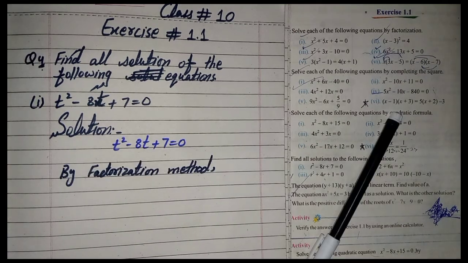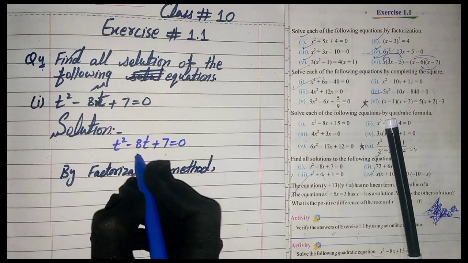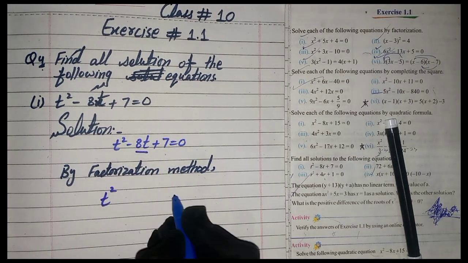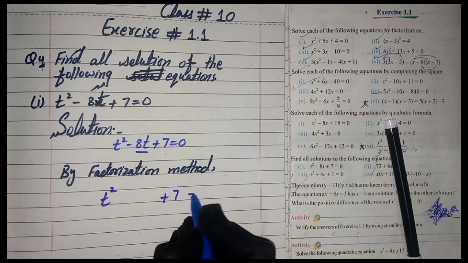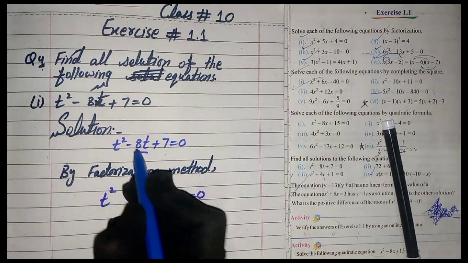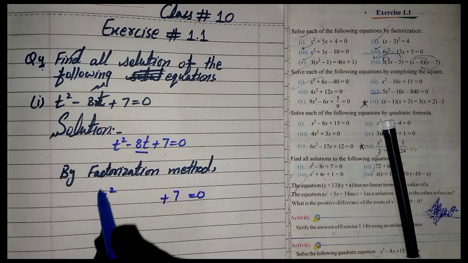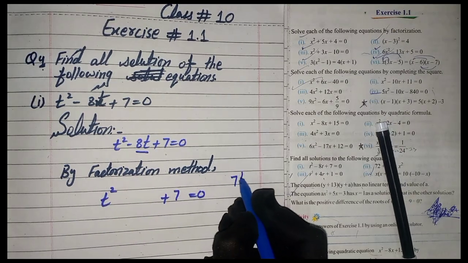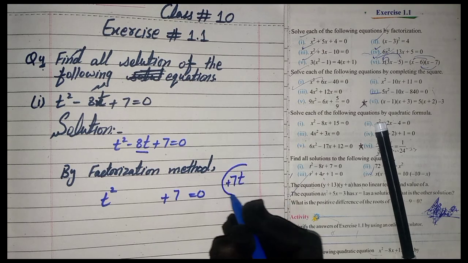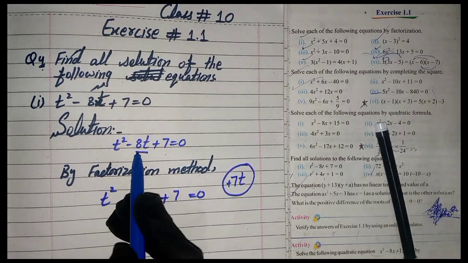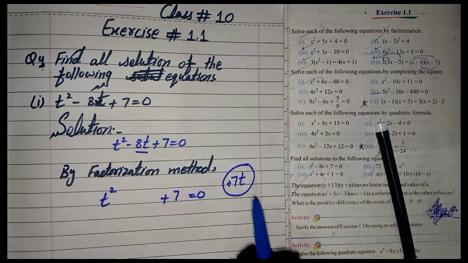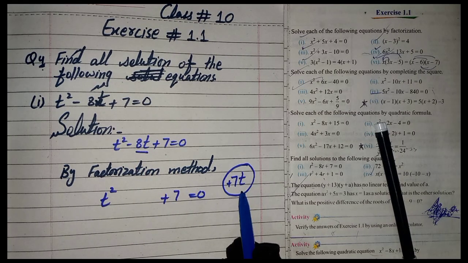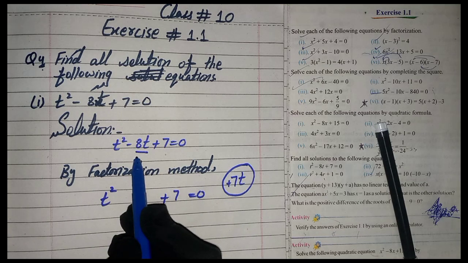In factorization method, we break down the mid-term. We write first term and last term as it is. Mid-term is 8t. We multiply the first and last term: 7 multiplied by t square becomes 7t square. We break down 8t into two numbers that when multiplied become 7, and when added become 8.